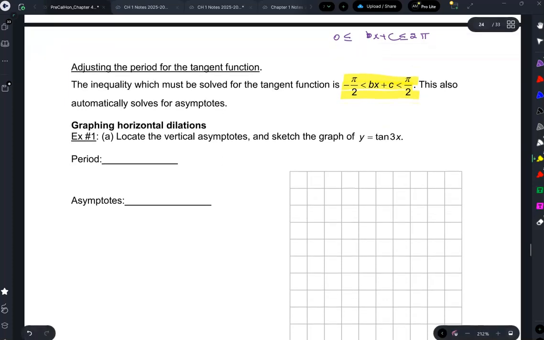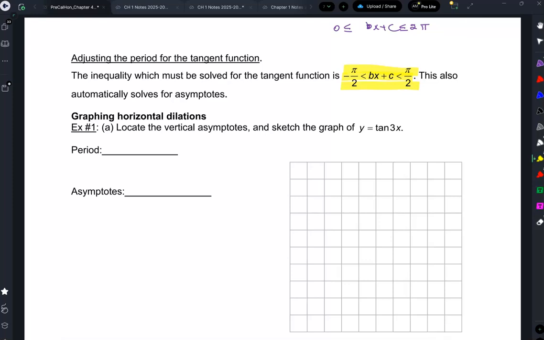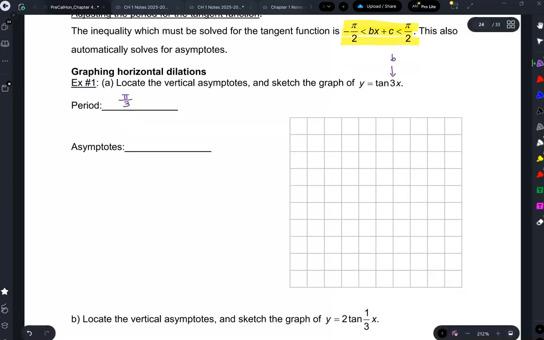Okay, so let's take a look at this one. Locate the vertical asymptotes and sketch the graph of tangent 3x. Now, look. What's A for this function? 1. What's B? 3. B is 3. So the period is pi over 3. Now, for the asymptotes, we're going to do it all in one shot. We're going to do negative pi over 2 to pi over 2 for bx plus c, so that's 3x.